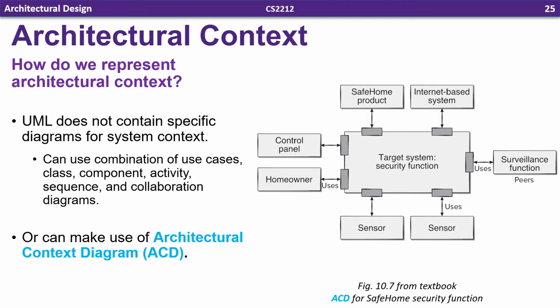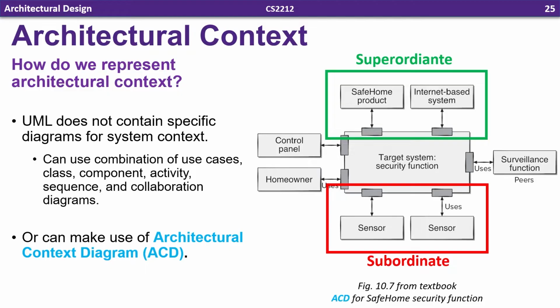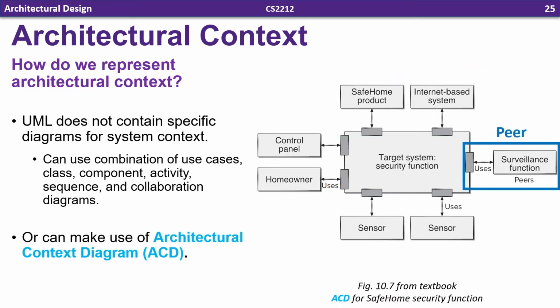Shown here is an example for the SafeHome security system case we've been following in our lectures and textbook. Here, the target system is the security function, that is, arming, disarming sensors, and responding to error and alarm events. The superordinate systems are the other SafeHome products and the internet-based system. The subordinate systems are the security sensors the system uses, such as door and window sensors. The peer systems are the camera surveillance function.